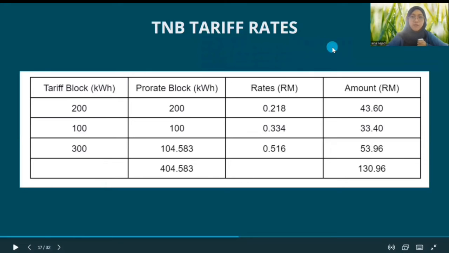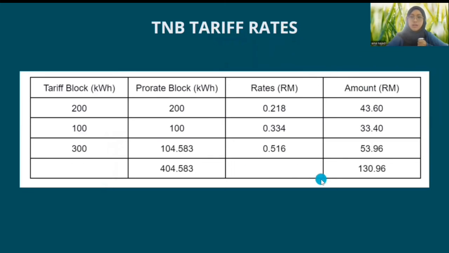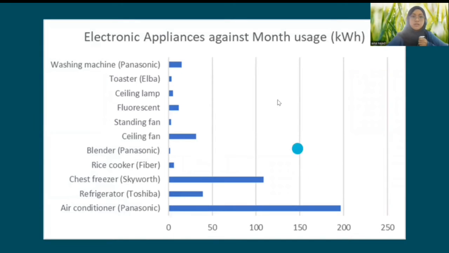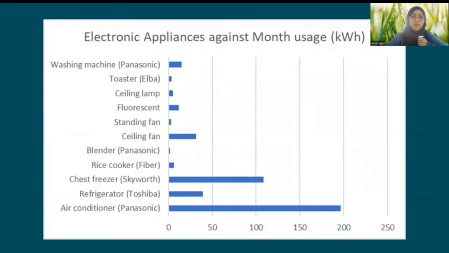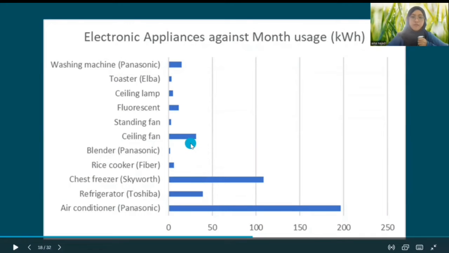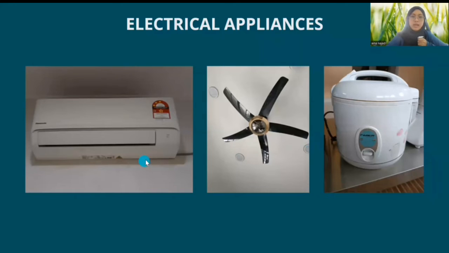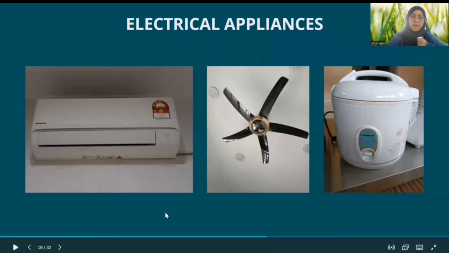Using the TNB tariff rates, we calculate the amount from the collected total, and it gives RM130.696. So here is the graph of electrical appliances against month usage. From this graph, we can see that the air conditioner gives the highest consumption, followed by chest freezer and ceiling fan. Here are some examples of electric appliances at my house.